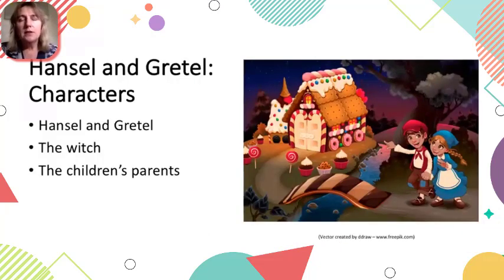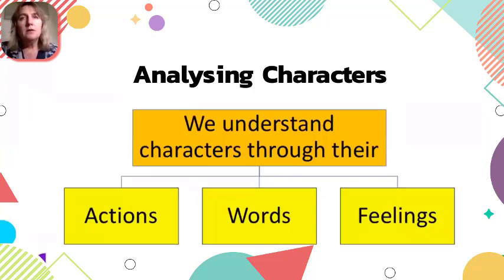So, looking at Hansel and Gretel first, the story has two main characters, Hansel and Gretel, and then the additional characters of the witch and the children's parents. We can ask students to analyse the characters of Hansel and Gretel using different kinds of evidence from the story. And we can base this on the characters' actions, what do they do in the story, their words, what do they say, and their feelings, what feelings do they show at different times in the story.